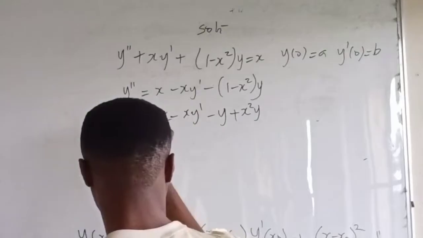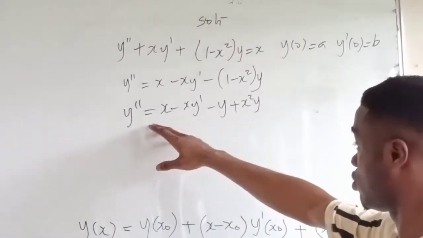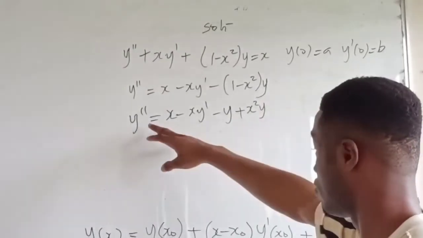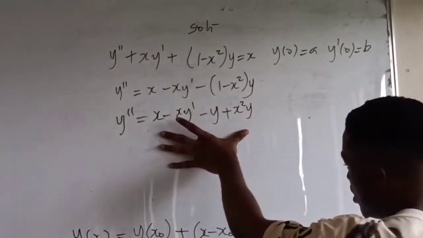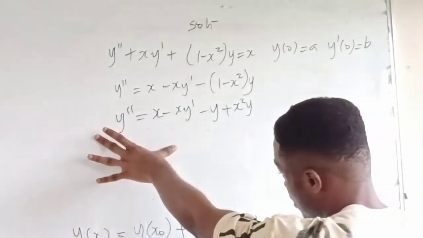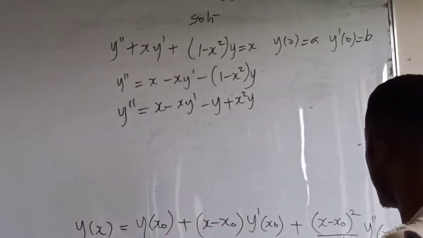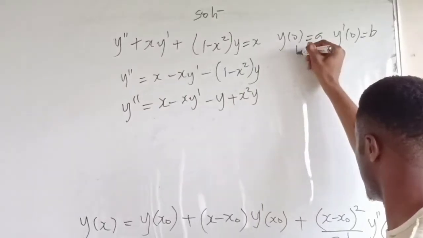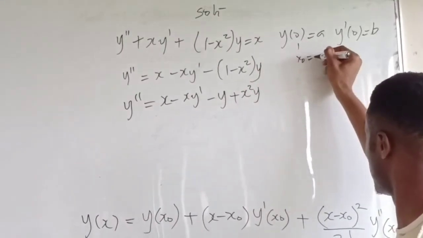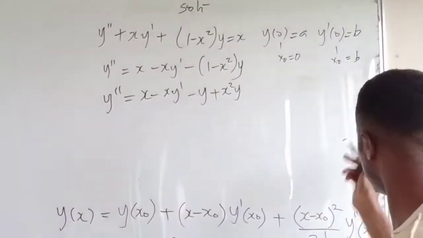So this is what we have. When you've made your highest differential the subject of the formula, you need to use these conditions to substitute into this equation to get your y prime prime. So looking at the conditions, you see that your x naught is equal to 0. Your x naught is equal to 0. So each term is equal to 0.